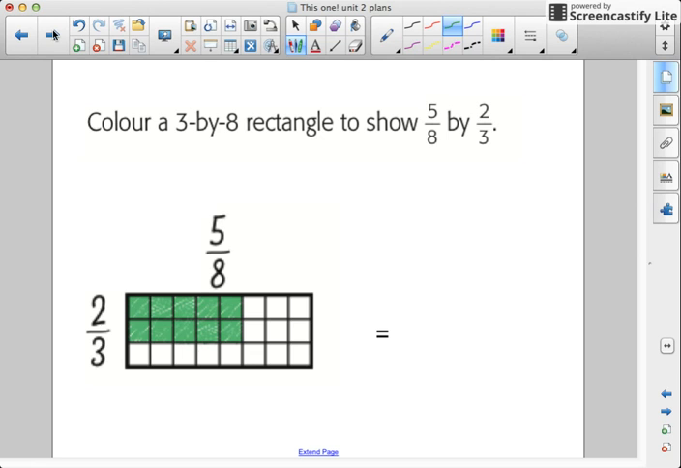Another area model one, if you have 2/3, 2 out of the 3 shaded on this side, 5 out of the 8 shaded on the top. So my area here would be 5 times 2, which is 10. And my total would be 3 times 8, which is 24. Again, you can simplify this to 5/12.